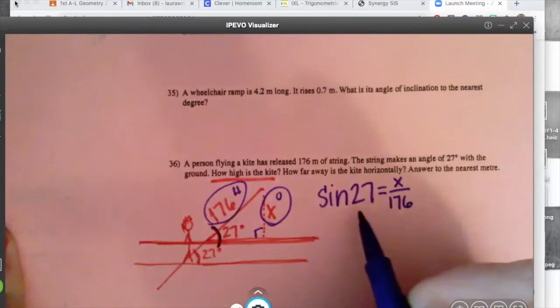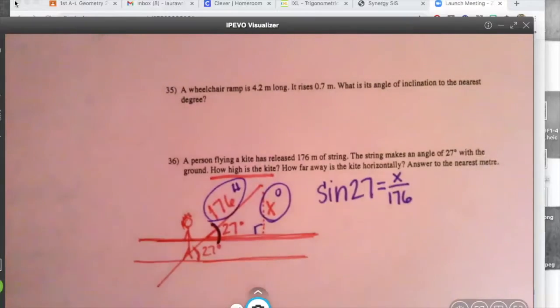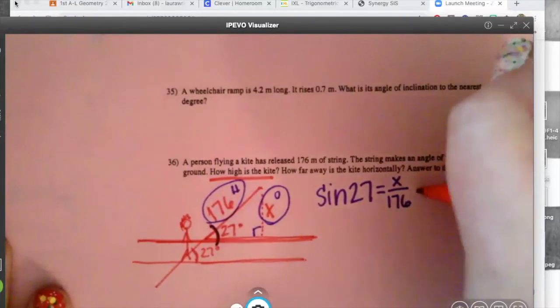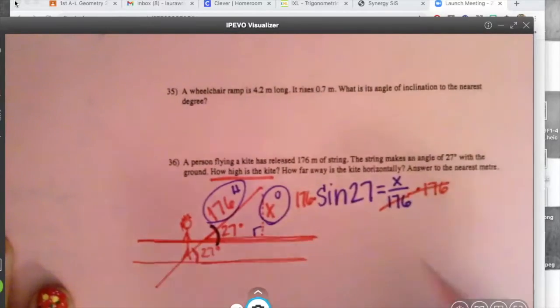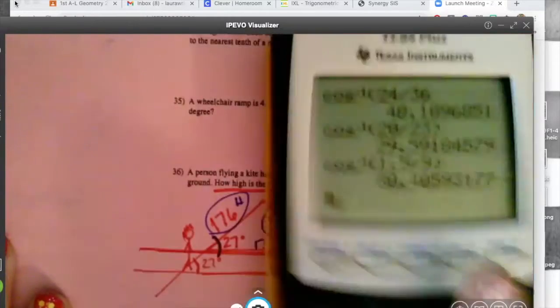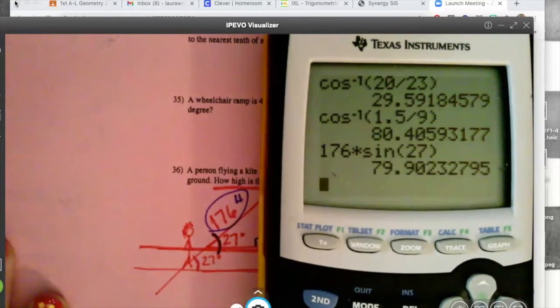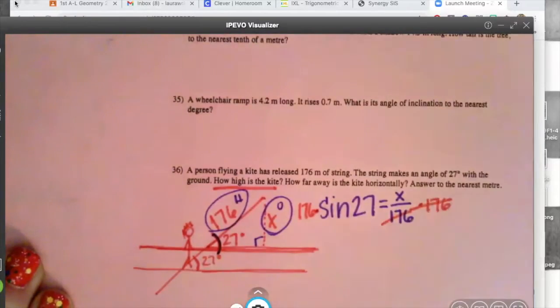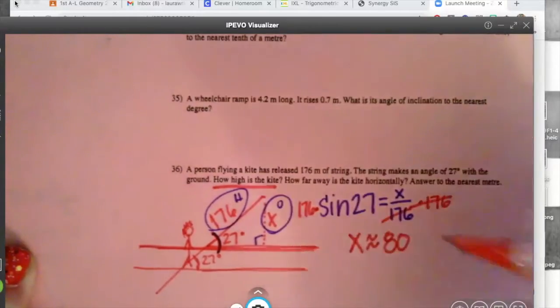All right, x is not with our trig function, so this is one that we're solving by getting rid of the fraction. So what do we do first to get rid of the fraction? Perfect. And then we can just type this in. 176 times sine of 27. So it's about 79.9. We'll round it to the nearest whole number. So x is approximately 80. And this is in meters.